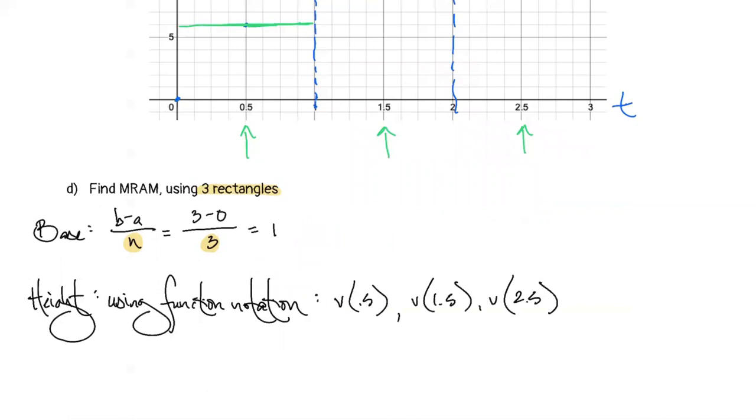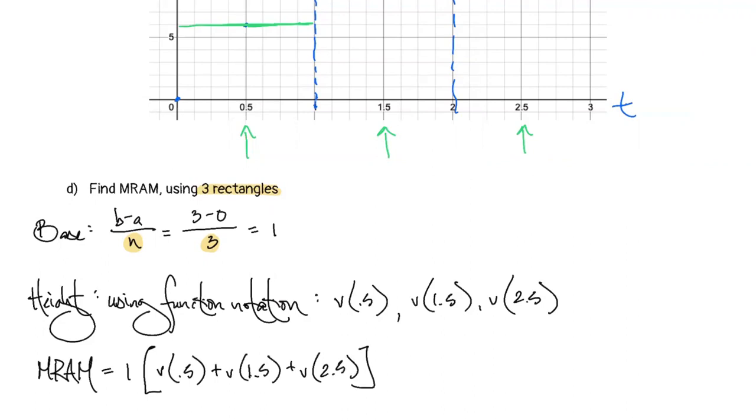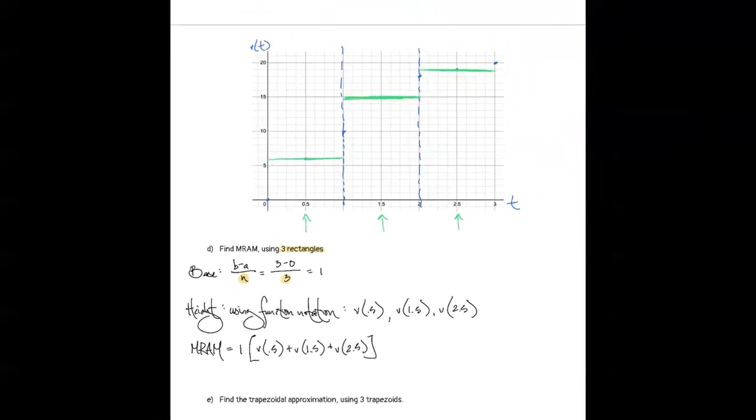So if I wanted to write my area formula for MRAM, I would maybe say 1, because that's the base, times V of 0.5 plus V of 1.5 plus V of 2.5. And whatever numbers come out when I plug in the y values from the function, that will give me my MRAM. Okay. So we've taken a look at MRAM, LRAM, and RRAM and how you figure out what that formula is. My recommendation would be this.